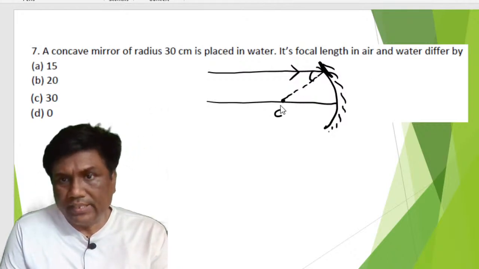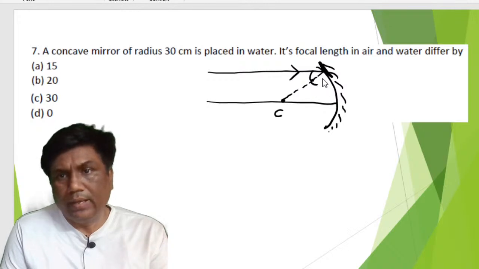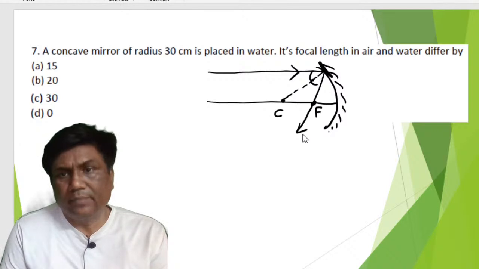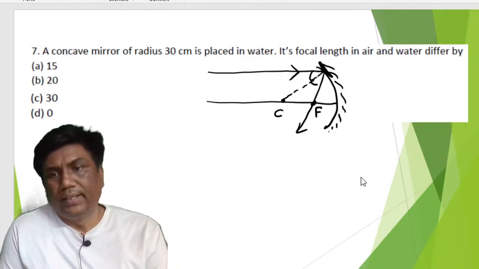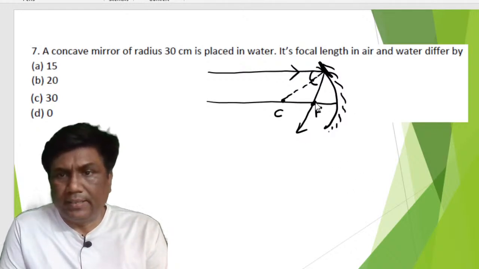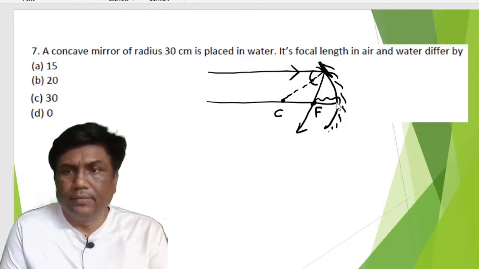So this is the incident angle. With an equal angle it will be reflected, and this point is nothing but the focus. So this length is nothing but the focal length. From the pole to the focus it is called the focal length.